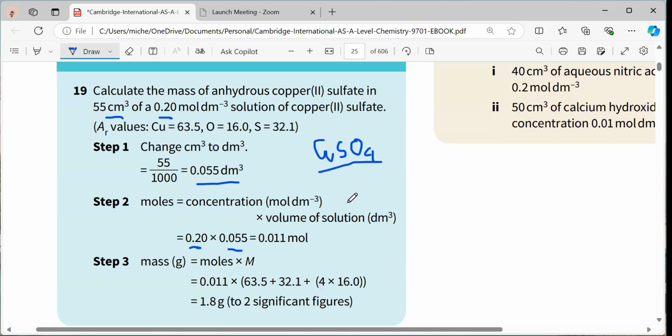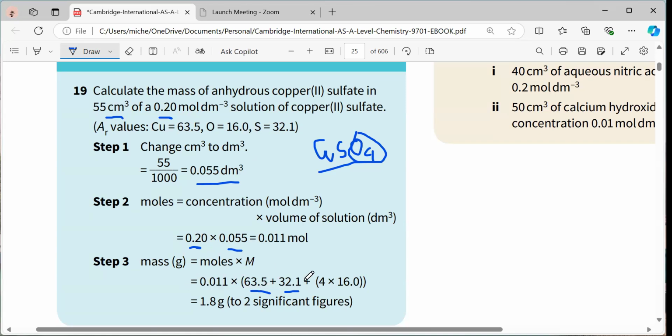To find the Mr value, we usually sum all the Ar values of a compound. So here we have copper, which is 63.5, and then we have sulfur, which is 32.1. And we have four oxygens right here, so four oxygens means that we have to multiply the Ar value of oxygen by 4. So here we have 4 times 16.